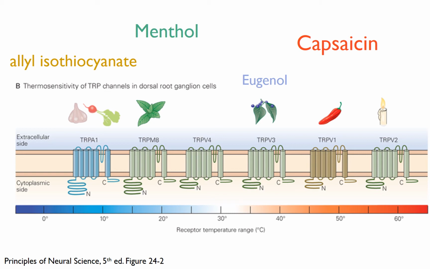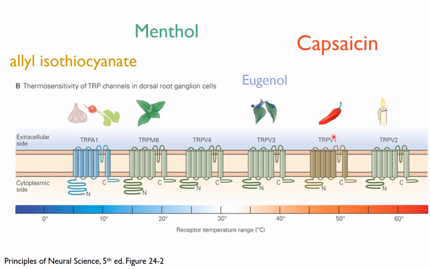Now I want to talk about the ligands that activate the different TRP receptors themselves. I mentioned on the previous slide that there are 3 TRP receptors I'm going to hold you accountable for, and they are TRPA1, TRPM8, and TRPV1. This graphic is showing a variety of different TRP receptors, and then above it, some of the things that can activate those TRP receptors.